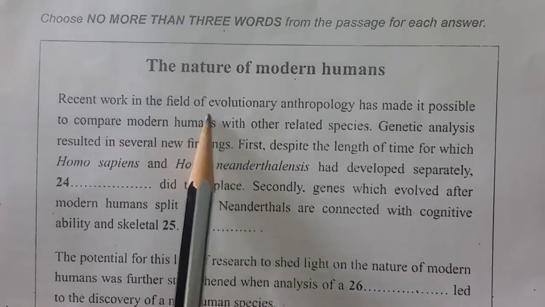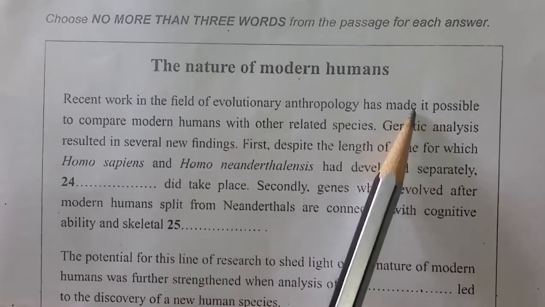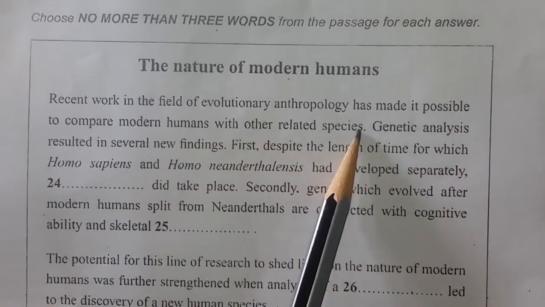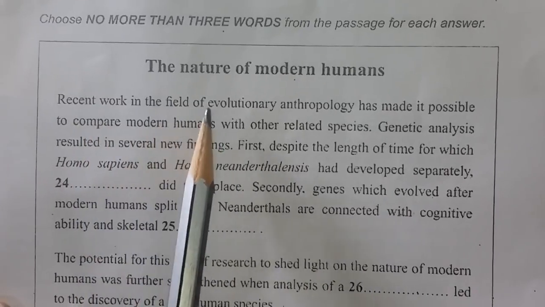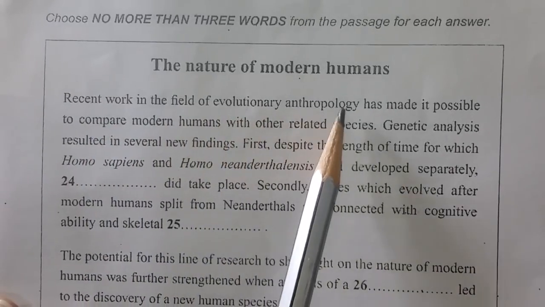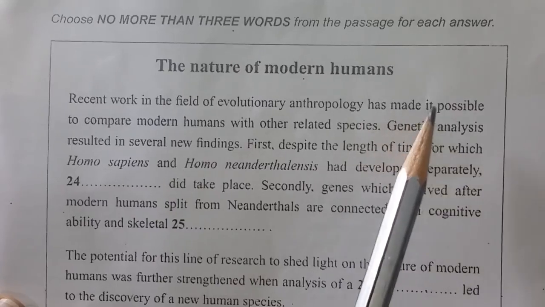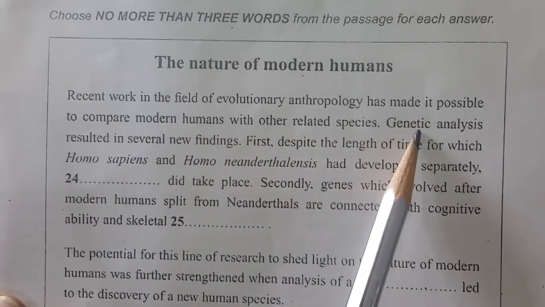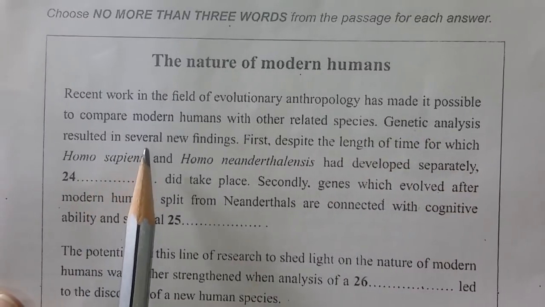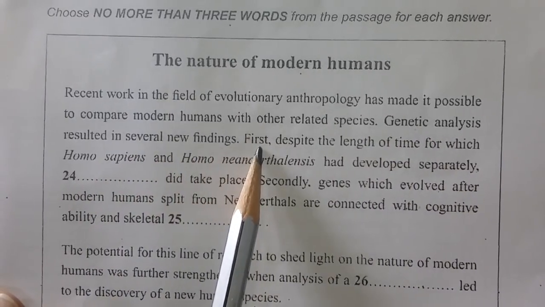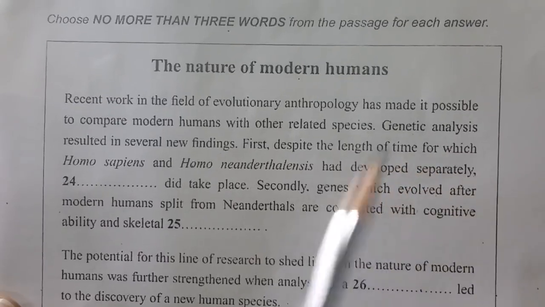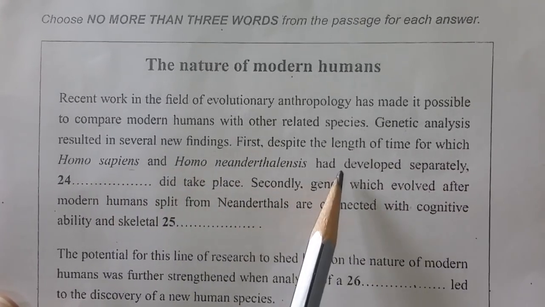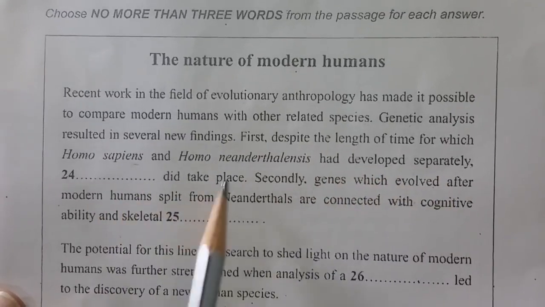Recent work in the field of evolutionary anthropology has made it possible to compare modern humans with other related species. Genetic analysis resulted in several new findings. First, despite the length of time for which Homo sapiens and Homo neanderthals had developed separately, dash did take place.